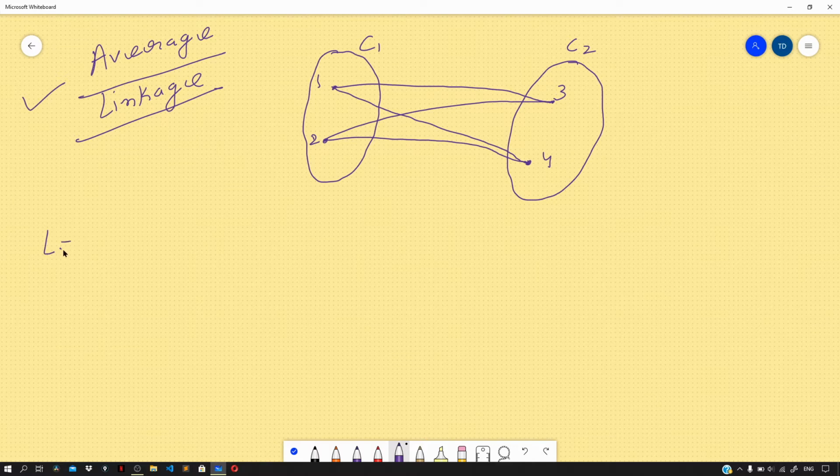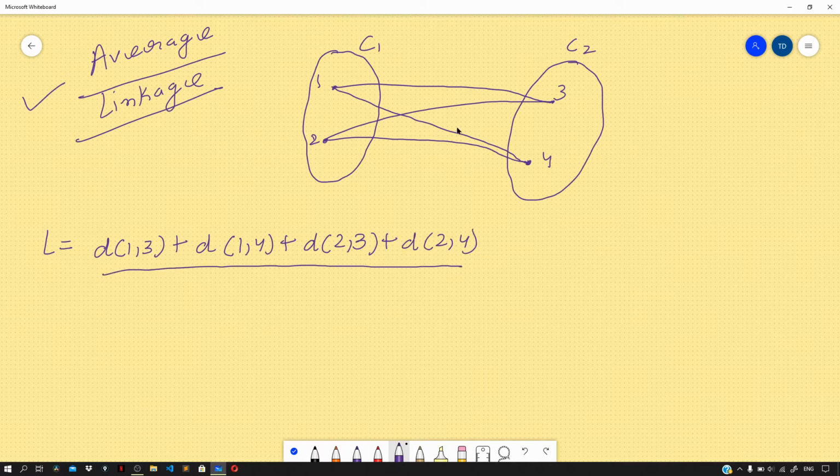So the linkage value in this case will be D13 plus D14 plus D23 plus D24. And we divide this by the number of pairwise distances that we are having in this case, which is 4. So this is the linkage value in case of average linkage.